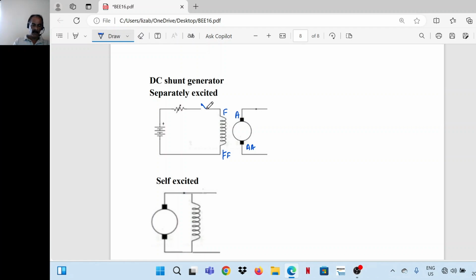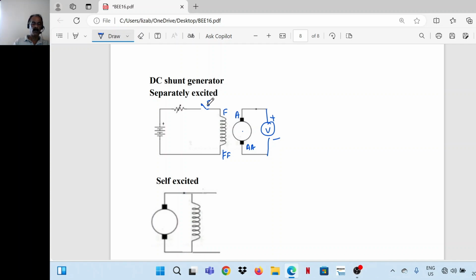Say we are connecting a voltmeter here and bringing the machine to rated speed. So this generator will be connected to a prime mover. Run the machine at rated speed.